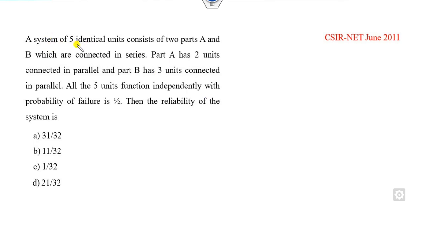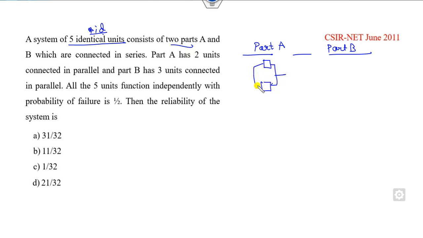A system consists of 5 identical units. Not independent, identical. It has 2 parts, A and B, and they are connected in series. Part A has 2 units connected in parallel, and part B has 3 units connected in parallel. So this is my diagram, this is my system.